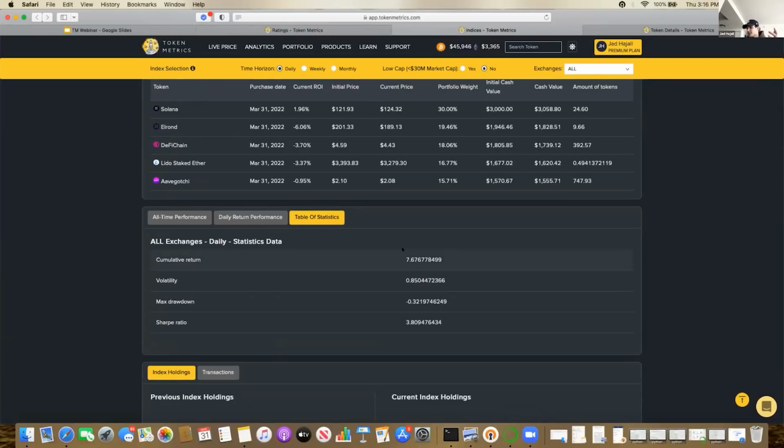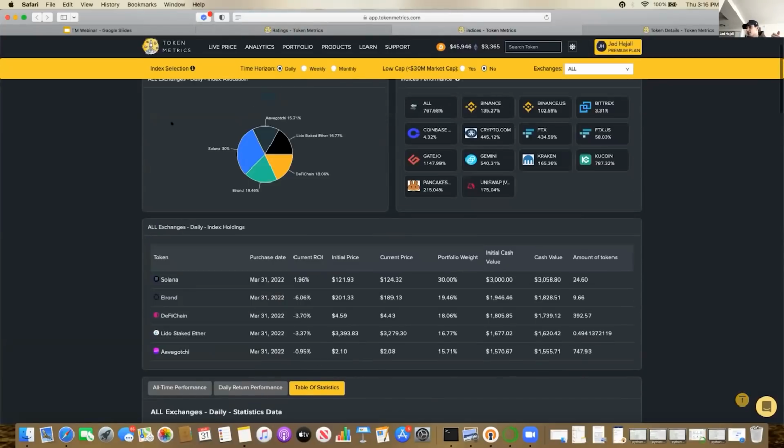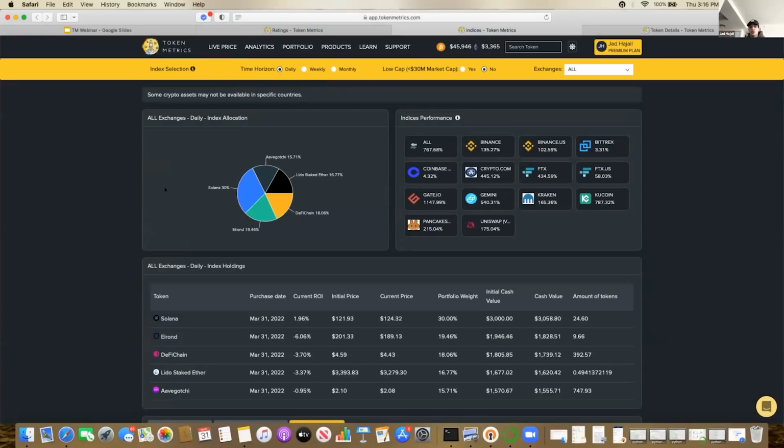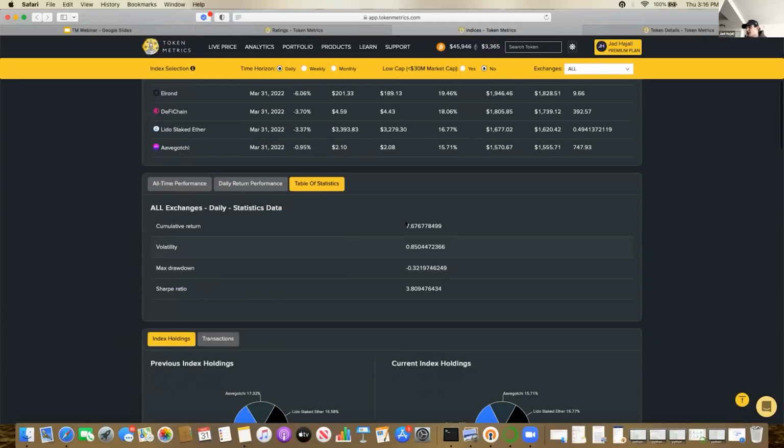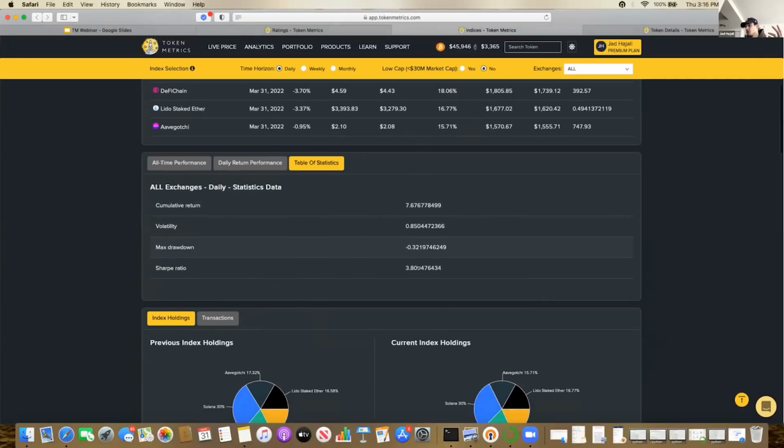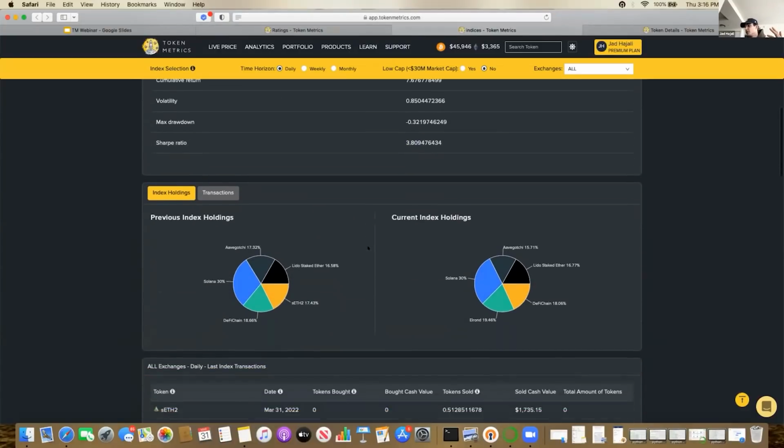a table of statistics. For example, here, the all exchange, which looks at all the coins we have in our system, has made a 7.67x since July, with a very minimal drawdown compared to other types of strategies or other coins. If you were holding this specific strategy, you only had a drawdown of 32%, which is extremely good for crypto, and a Sharpe ratio of 3.8, which is also very, very good.